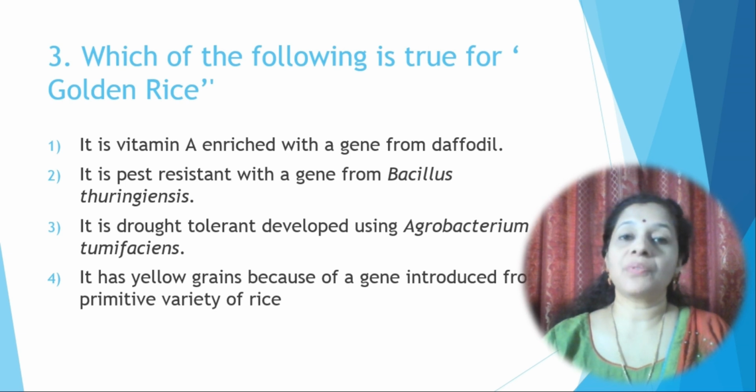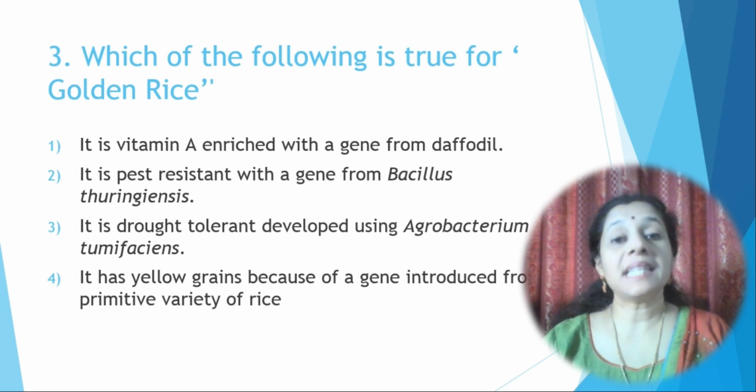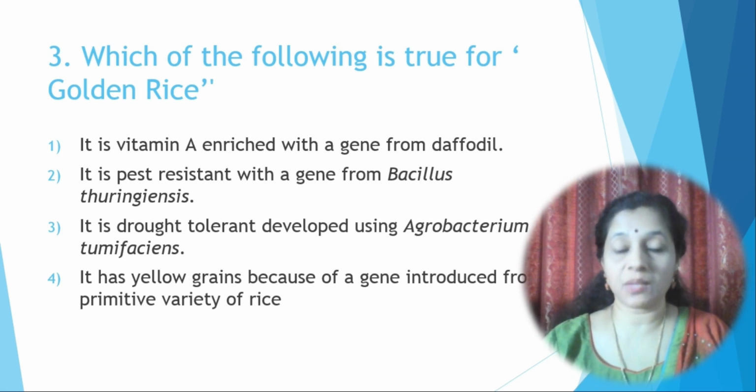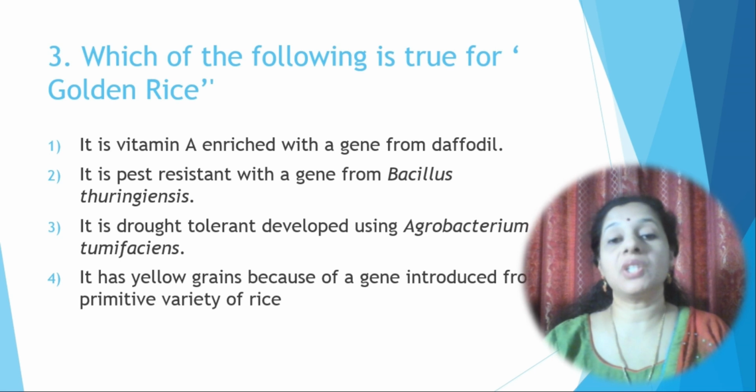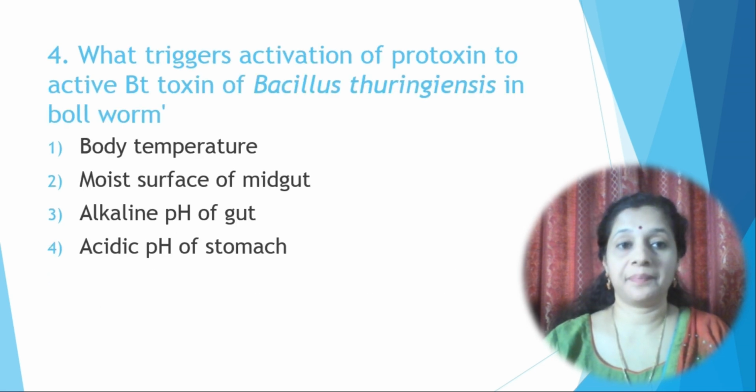Which of the following is true for golden rice? We know golden rice is a genetically modified rice in which beta-carotene gene has been introduced to enhance vitamin A quality. So here the correct option is the first one, vitamin A enriched with a gene from daffodil.